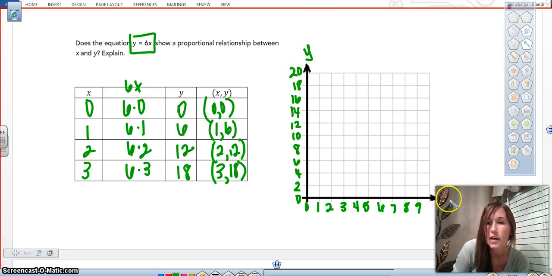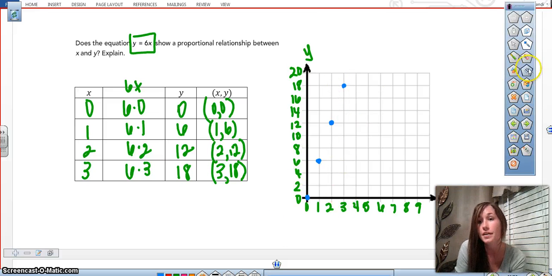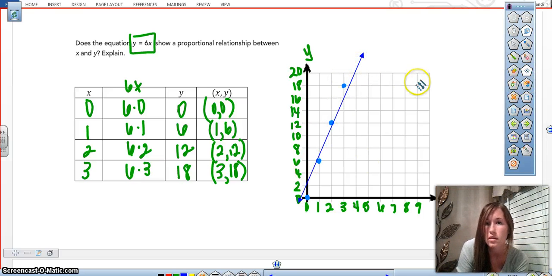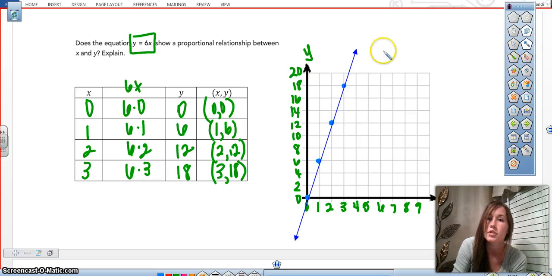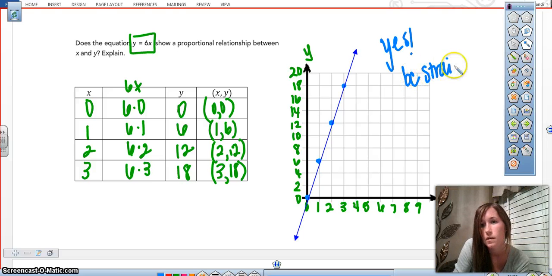Here's my y, here's my x. Okay, so plot out these points: 0, 0; 1, 6; 2, 12; 3, 18. We're getting a straight line, and we're passing through the origin. So we could say, yes, we have a proportional relationship because it's straight and it's through the origin.